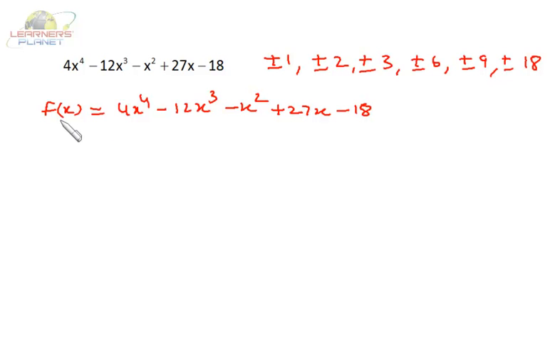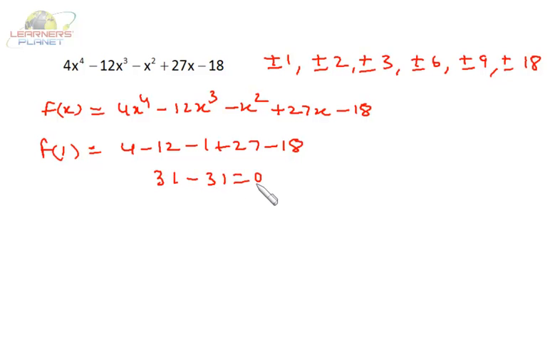Now, as a very first step, let's put the value of x as 1. So f of 1 is 4 minus 12 minus 1 plus 27 minus 18. So 27 plus 4, 31 minus 31. So we are getting 0. So if we put x is equal to 1 in this polynomial, we are getting 0 as remainder. That means x minus 1 is a factor. So I just write the factor x minus 1 over here.